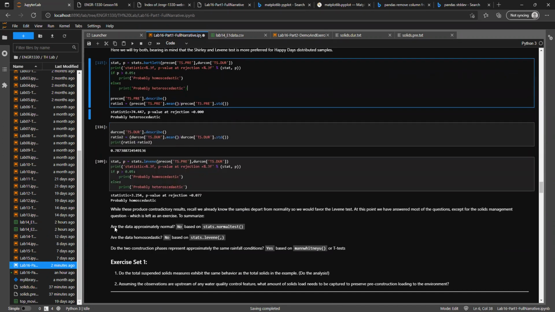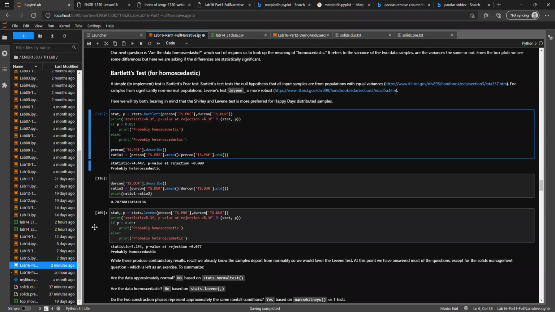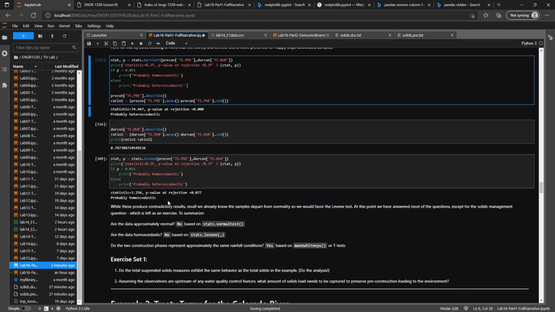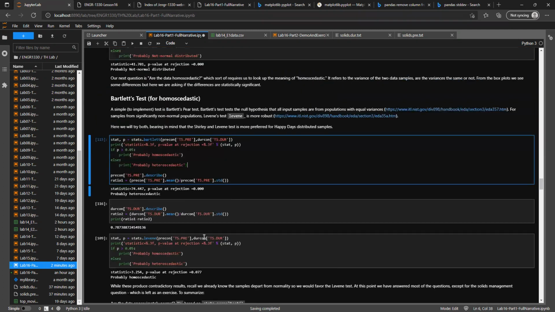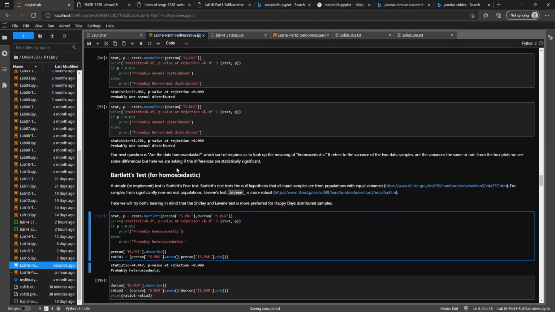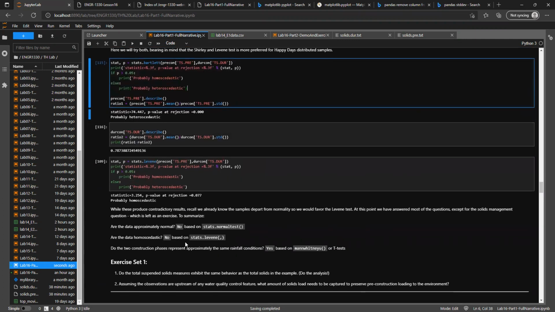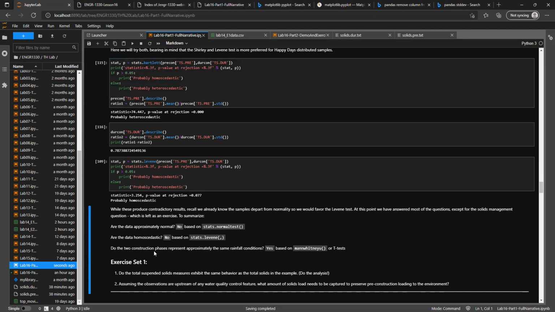So let's look at some of the questions we were looking at. Are the data approximately normal? No, both of our tests said it's probably not. Are the data homoscedastic? No, probably not, because we had 2 tests for homoscedasticity. Tough word. Which test is more appropriate? Well, one is better for normal. Well, I can't say that. One is better for non-normal. We do know that. And our data is non-normal. So we say no. Do the two construction phases represent approximately the same rainfall conditions? Yes, based on the Mann-Whitney test we ran.